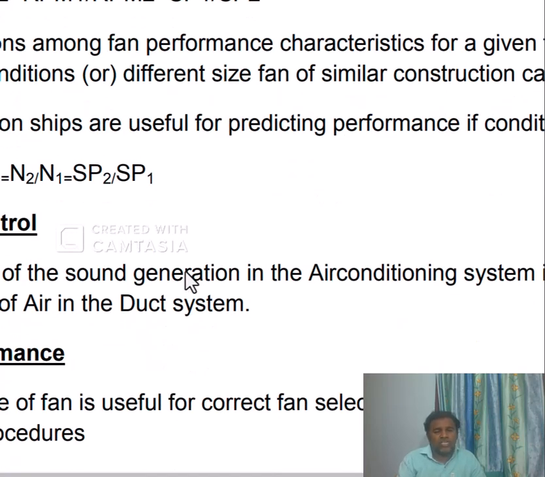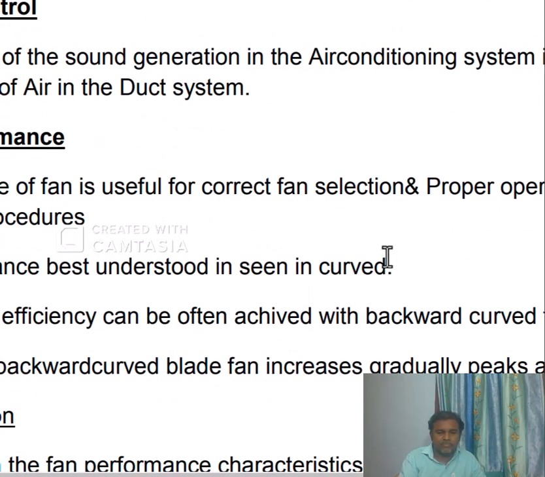Most of the sound generation in an air conditioning system is due to the fans. So fan selection for the sound dB level is also a very important consideration, because this sound directly transfers through the duct system to the space. Fan performance can be used to correct the fan selection, operate and troubleshoot procedures. It can be best understood by using the curves.